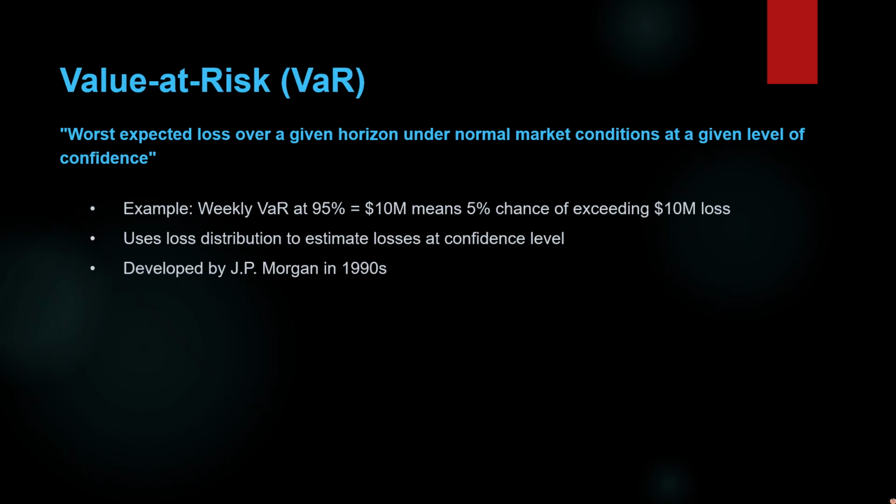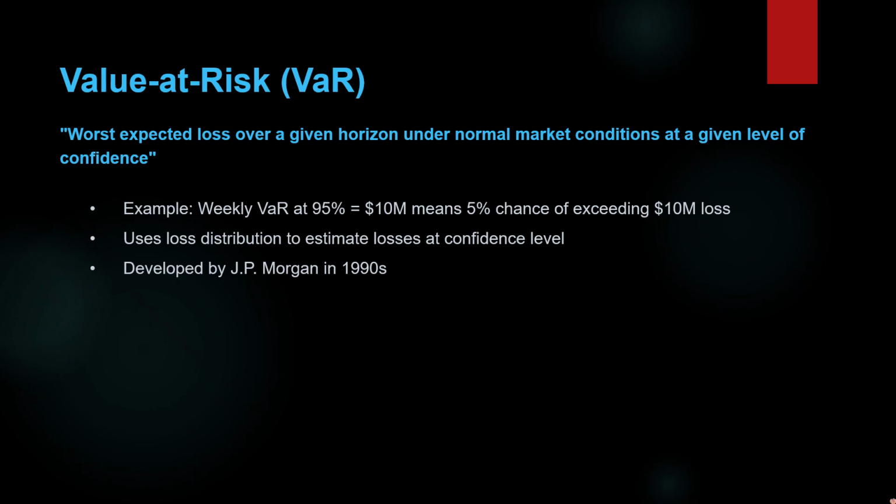Here is a practical example. A weekly VAR at 95% confidence of 10 million means there is a 5% chance, 1 week in 20, of exceeding 10 million in losses. Or stated positively, we are 95% confident that losses will not exceed 10 million in any given week. VAR uses the loss distribution to estimate losses at the specified confidence level. You can think of it as finding the 5th percentile for 95% confidence or 1st percentile for 99% confidence of the loss distribution.